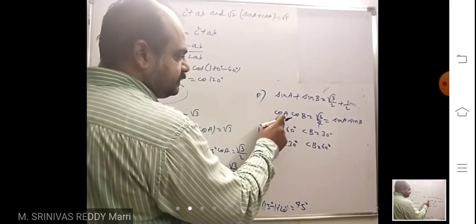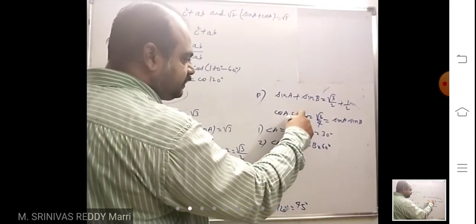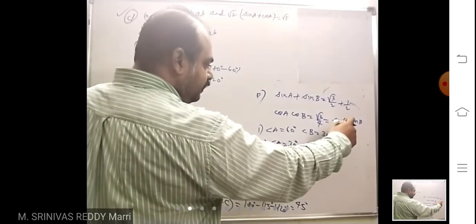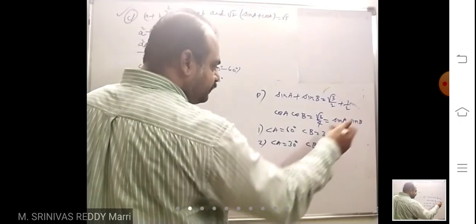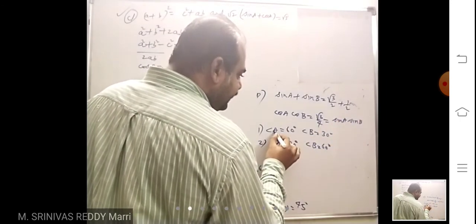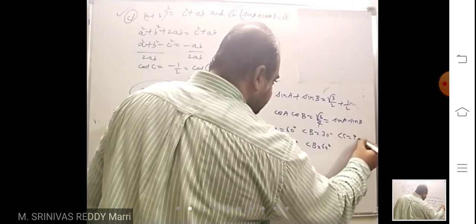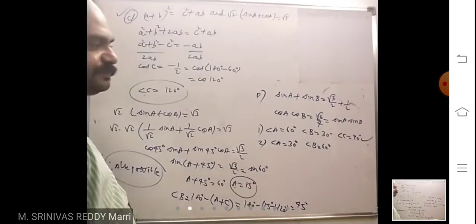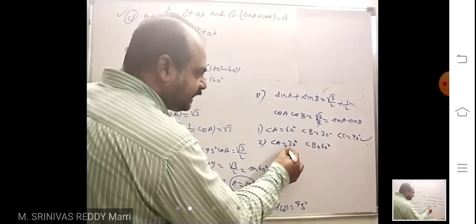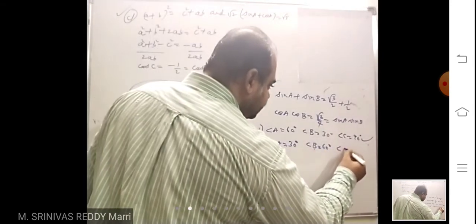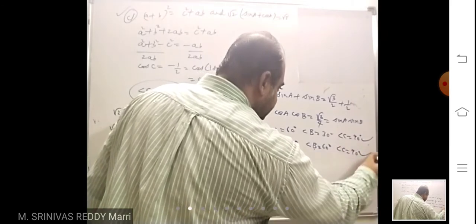Now satisfy. This is 30 degree, root 3 by 2 into 1 by 2, root 3 by 4. Look at here, sine 30 degree is 1 by 2. That means if angle A is 60, angle B is 30, angle C will be 90 degree. So like that one triangle is possible. If angle A is 30, angle B is 60, angle C is 90 degree.